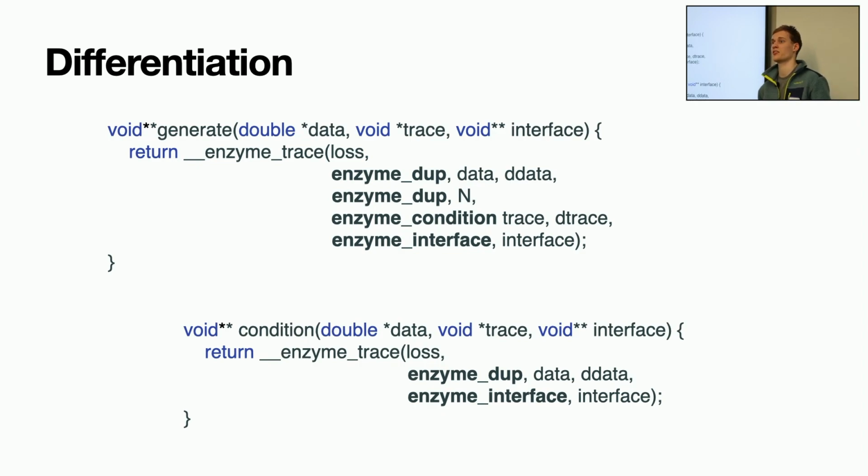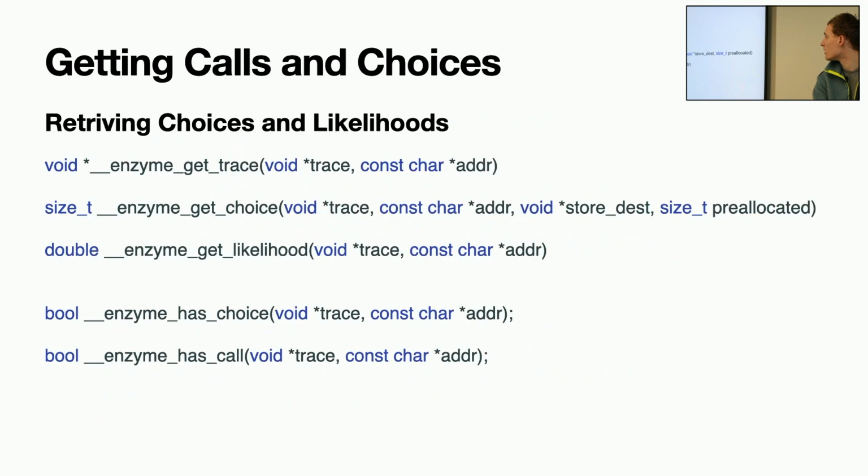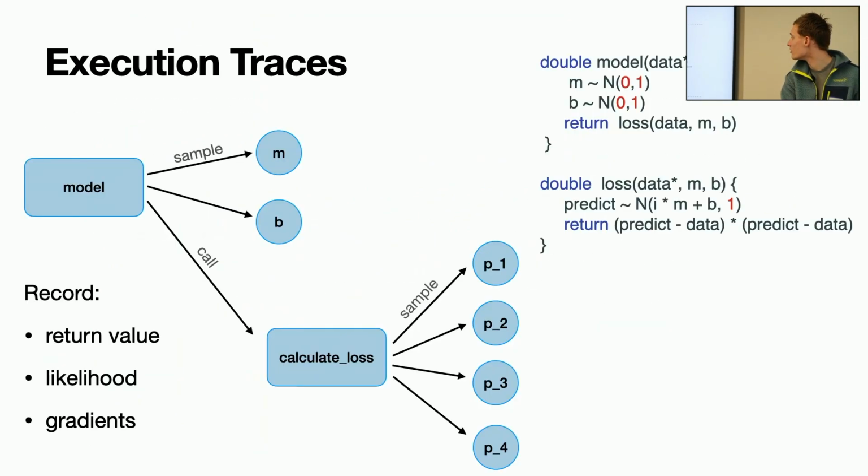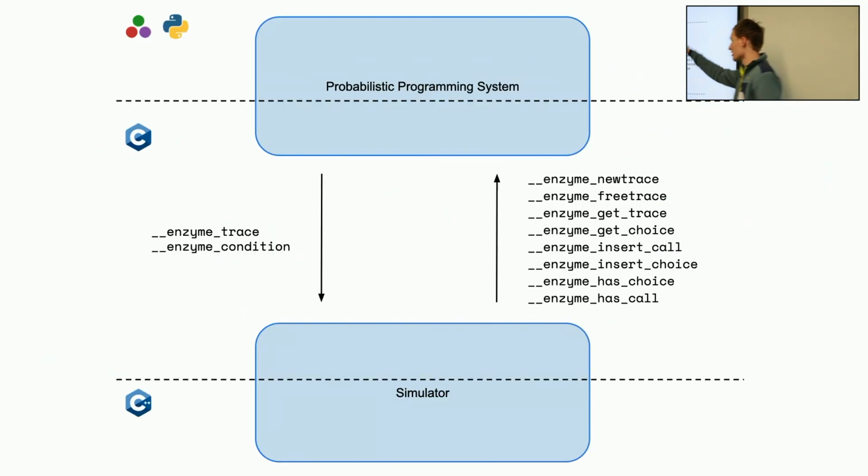So basically the idea would be to take your favorite probabilistic programming system and, using this interface, instruct Enzyme or the simulator to generate those traces for you, which you can then use in your favorite system to do your inference. Okay.